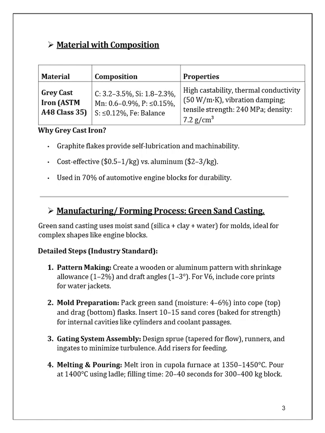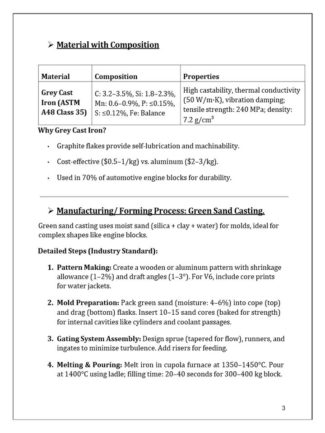Graphite provides self lubrication, and it has good machinability. Cost efficiency: it is 0.5 dollar per kg, a low cost, versus aluminum at about $2 to 3 per kg. It is cheaper, and used in 70% of engine blocks for durability. So most cars use this composition of gray cast iron.